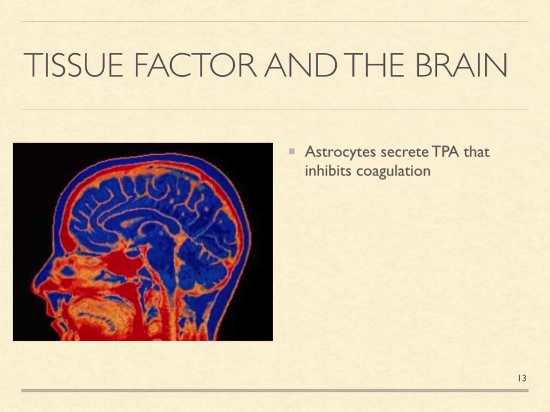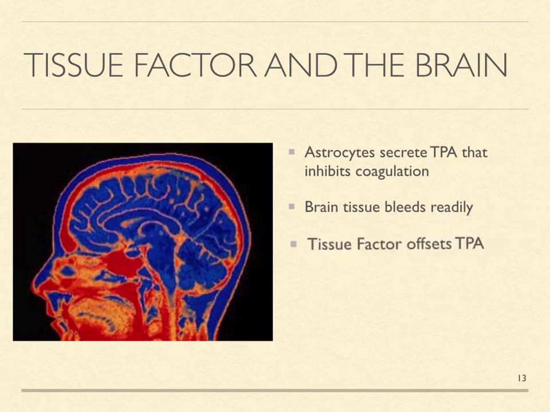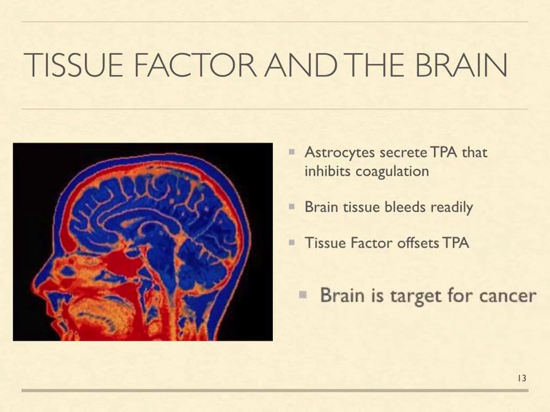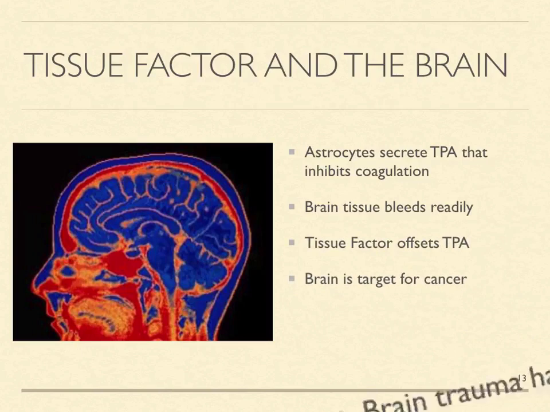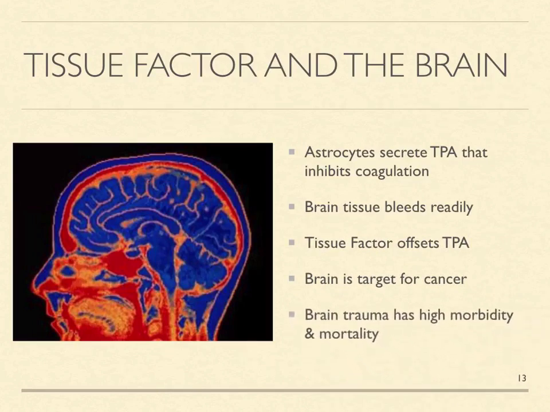The brain is characterized by the highest metabolic requirements of all tissues. Brain tissue is accordingly endowed with astrocytes that produce TPA, or tissue plasminogen activator, that disintegrates insoluble fibrin to protect perfusion. As a result, brain tissue is notoriously vulnerable to hemorrhage. This bleeding tendency is partially offset by high levels of tissue factor, but this makes the brain a target organ for stress.